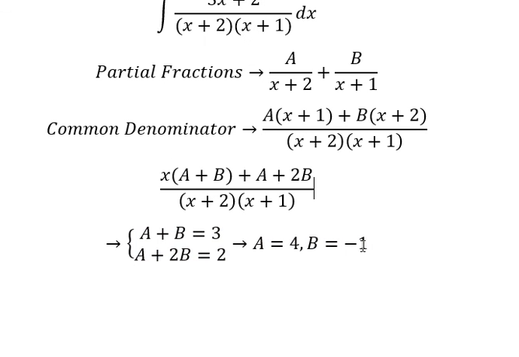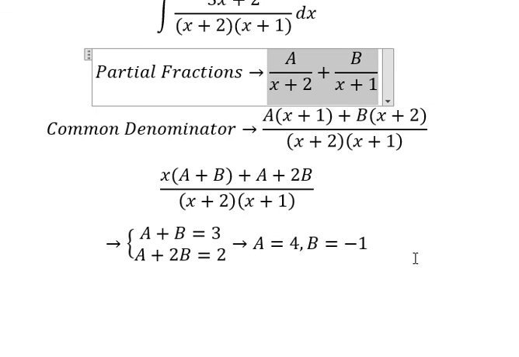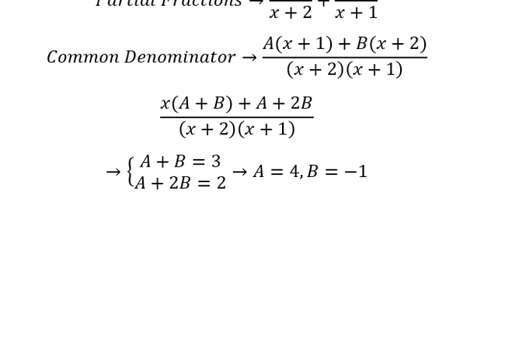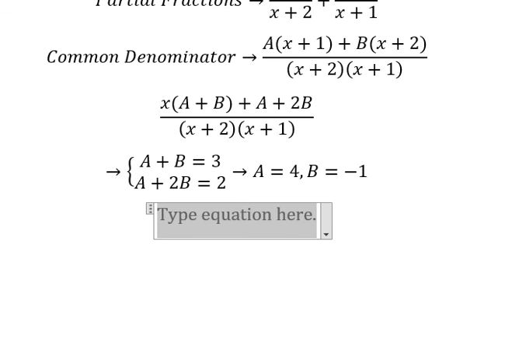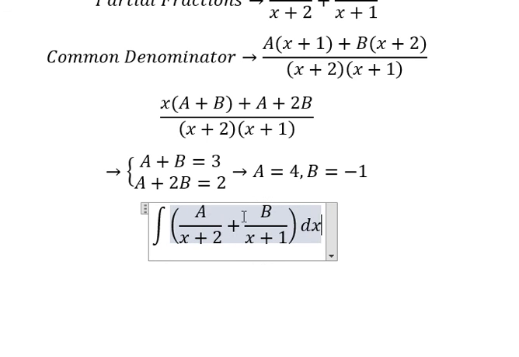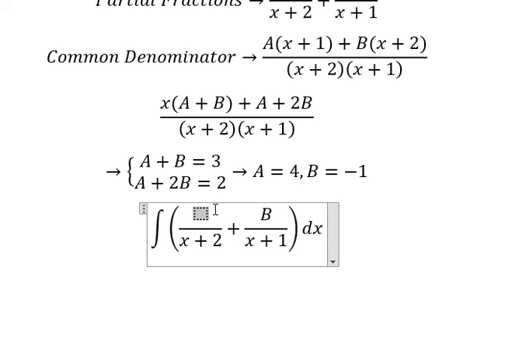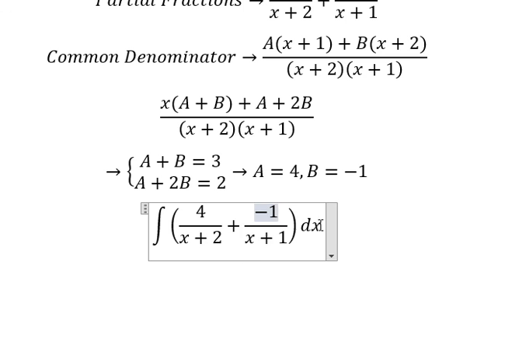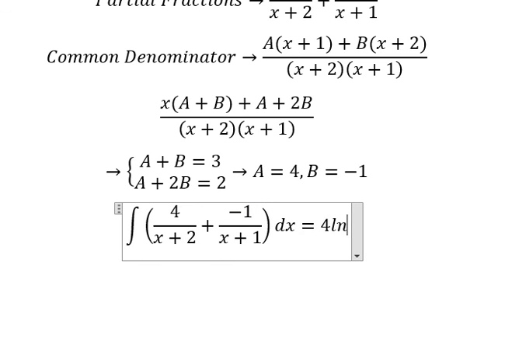And now we need to put number 4 and negative number 1 going here. So A equals number 4, B equals negative number 1. And now we have the final answer.